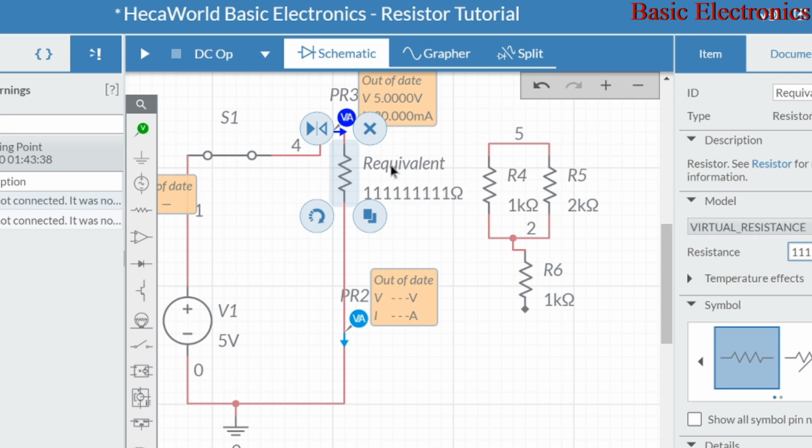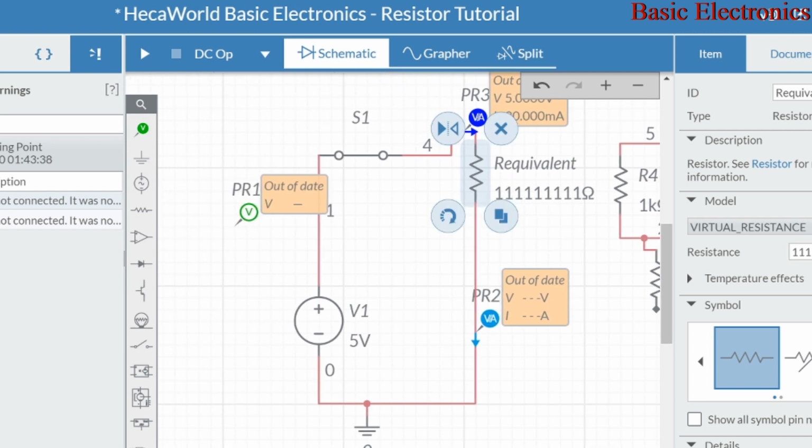I want you to calculate your R equivalent. All right. And put it in your comment section, ask your questions, and I'll be able to respond to you.